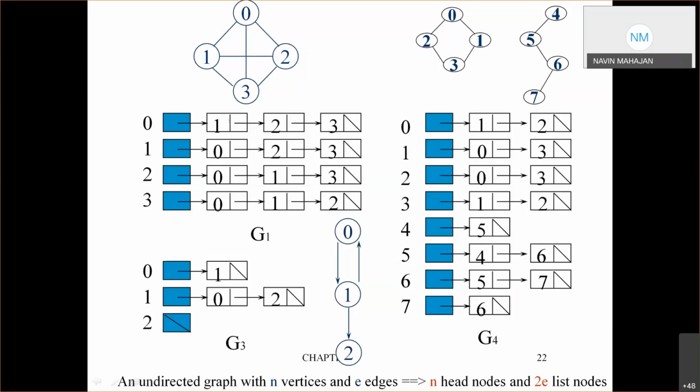So I will write 0 to 1, 1 is again connected to 2, 2 is connected to 3, and at last we have null. Likewise in all the things.